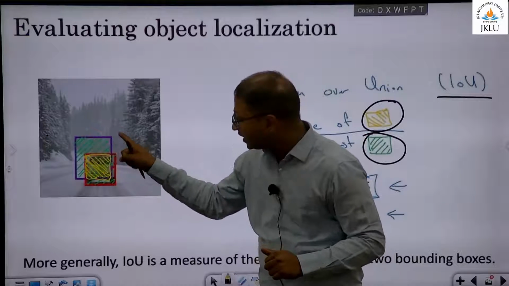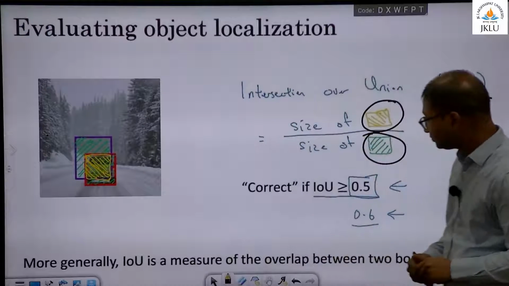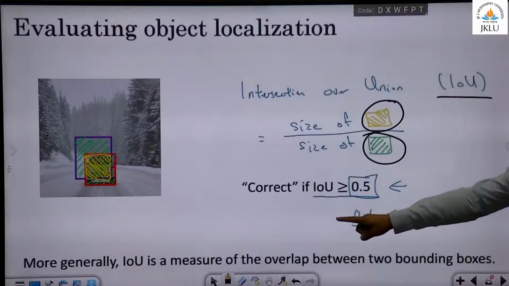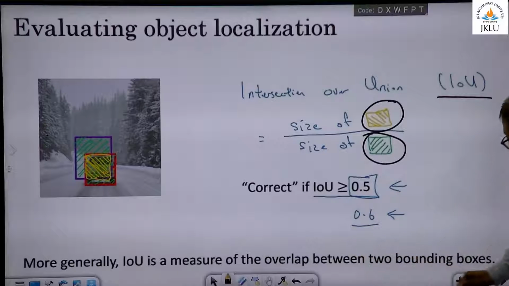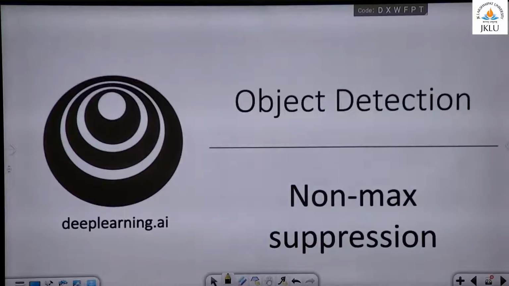Okay, so you have these two bounding boxes. More generally, IOU is a measure of overlap between two bounding boxes. So where are we going to use it?